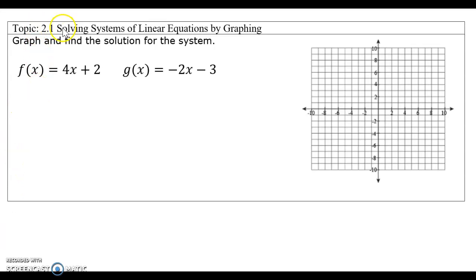Today's topic is 2.1, solving systems of linear equations by graphing. In the last lesson, we graphed linear equations in slope-intercept form, just like these two equations. And now we're going to solve systems. When we solve a system, we're trying to find the point where the two graphs touch.